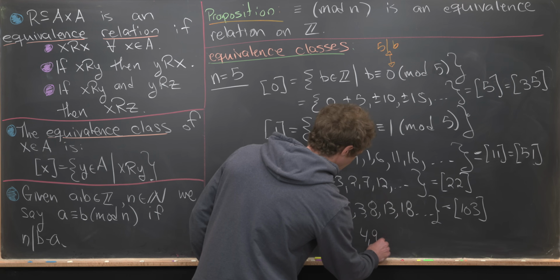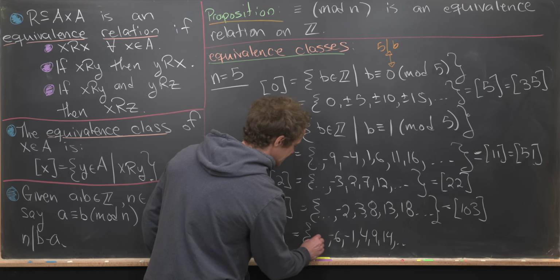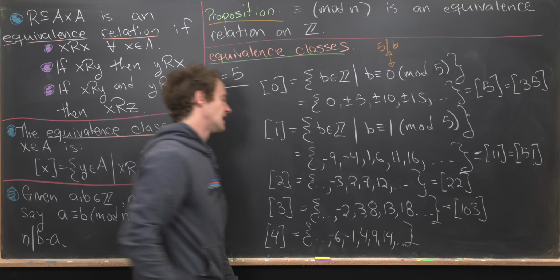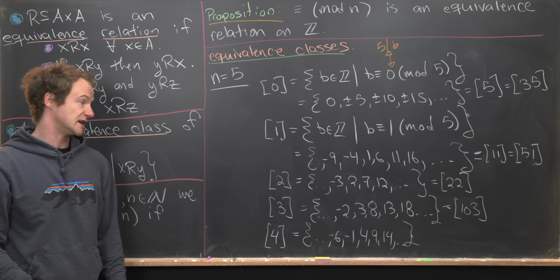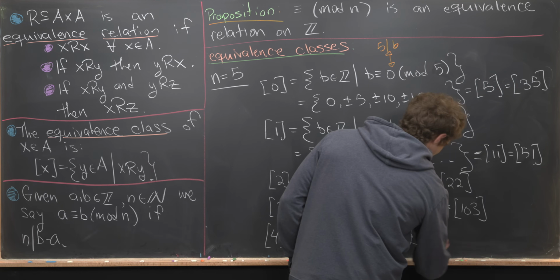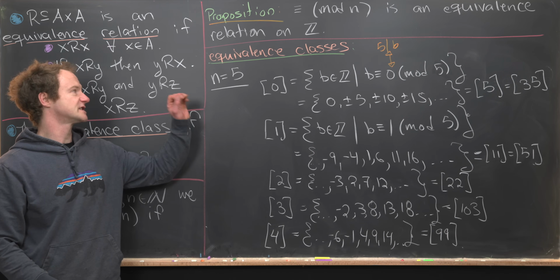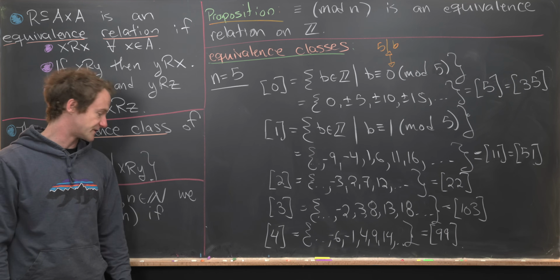So here we have 4, 9, 14, negative 1, negative 6 back in this direction. And then we could also choose an equivalence class representative if we wanted to. Like I believe maybe 99 would be an interesting choice in this case. Okay, so here's a specific example for n equals 5.